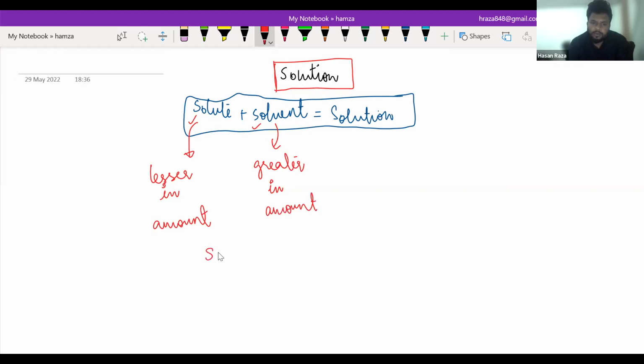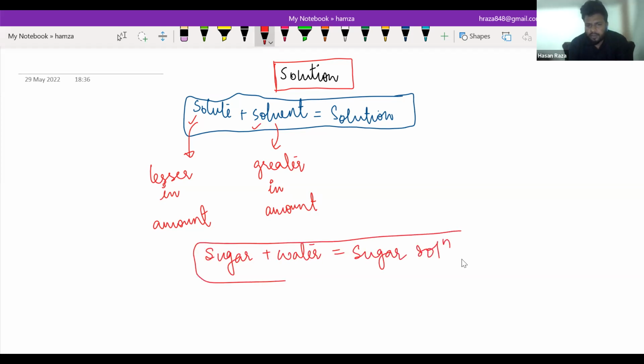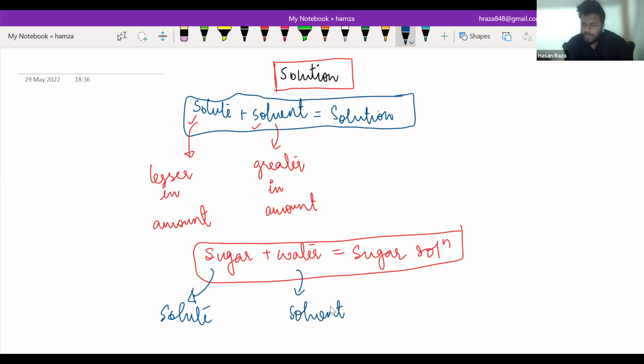Like if you are going to make a solution, sugar plus water, this will be sugar solution. So from class 9th, you can see sugar is generally lesser in amount. That's why it is solute, and water is solvent because it is greater in amount. This is the first method to recognize whether it is solute or solvent, by considering amount. Whichever is larger in amount will be solvent, and lesser in amount will be solute.